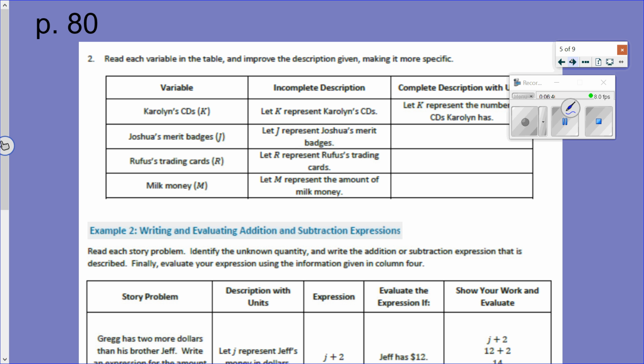Okay, go ahead and turn your page. So now that we've practiced that a little bit, we want to give you guys a chance to get some practice in as well. So we're going to give you guys about 5 minutes. Work on these next 3. You may work together as a table, but we want you to go ahead and fill in. Okay, these 3 should have been relatively easy, I'm hoping. Joshua's merit badges. Let J represent Joshua's merit badges. That's incomplete. What would be more complete? I can be more specific on that.